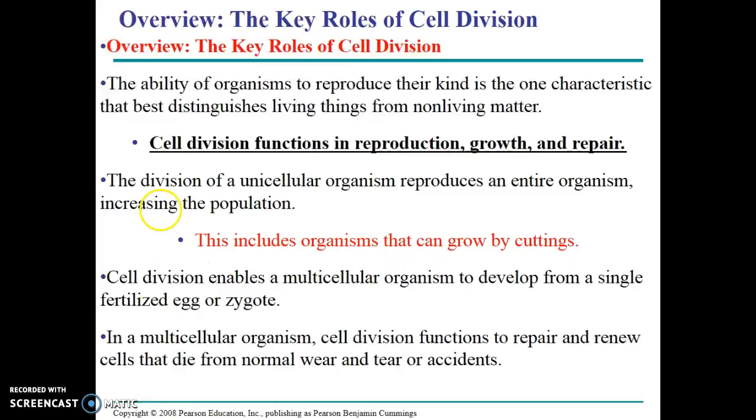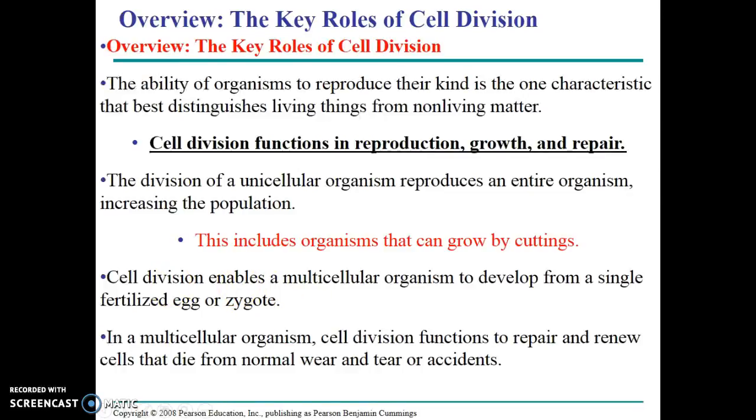The division of a unicellular organism reproduces an entire organism, increasing the population. This includes organisms that can grow by cuttings. Cell division enables a multicellular organism to develop from a single fertilized zygote, meaning that the sperm from the man fuses with the ovum, the female egg, and they fertilize.